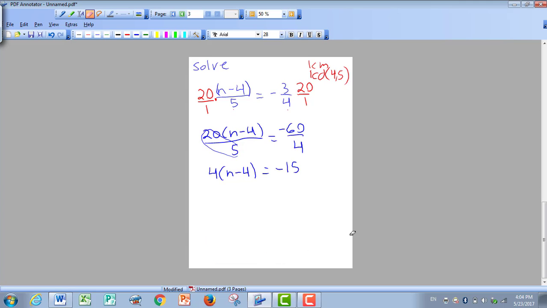And now what I see is there's brackets, so we have to get rid of the brackets. So bring in your 4. Bang, bang. 4 times n is 4n. And then bang, 4 times 4 is 16. There's a minus sign here, so it's minus 16.